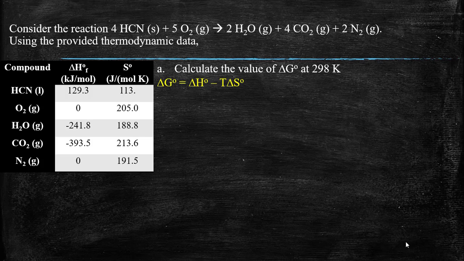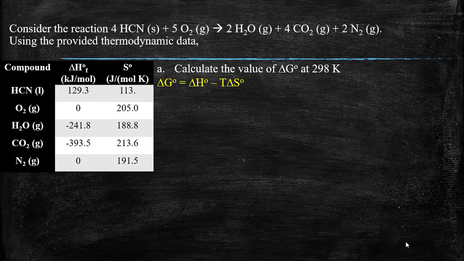Delta G naught equals delta H naught minus T delta S naught, or delta G naught of the reaction equals the summation of the delta G naughts of the products minus the delta G naughts of the reactants. Since we're not given any of the delta G naughts for any of the chemicals, we can't use this equation, so we're going to have to use this equation.